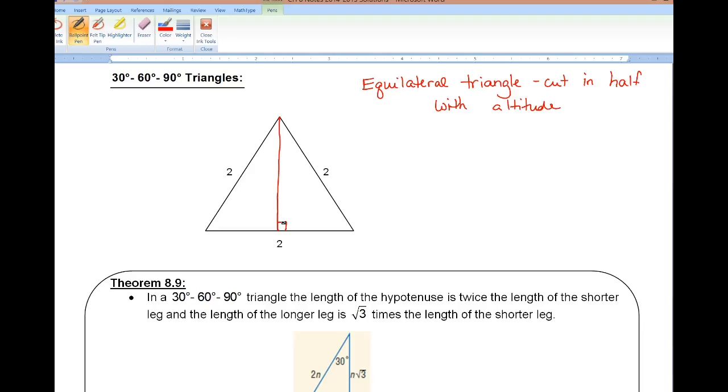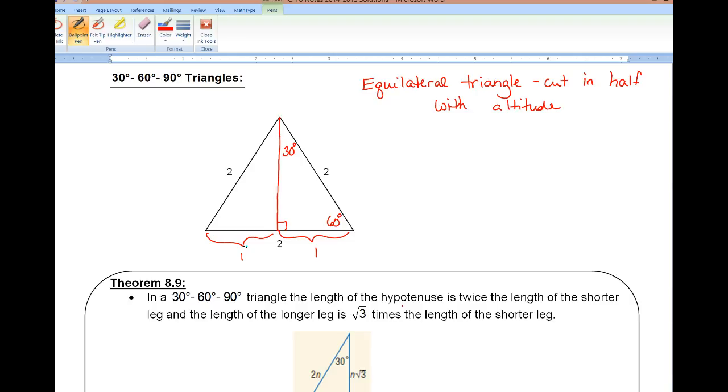Now, where is the 30-60-90? It's half. We know this is 60 because it's equilateral and equiangular. So if this is 60, this has to be 30. Every 30-60-90 triangle is going to be similar to another 30-60-90 triangle. This is where the shortcut comes in. If this side is 2, this side is 2, and this side is 2, when we draw the altitude, it's 1 and 1. Is it always in half? Because the leg is half of the hypotenuse. Okay, we'll get to that.